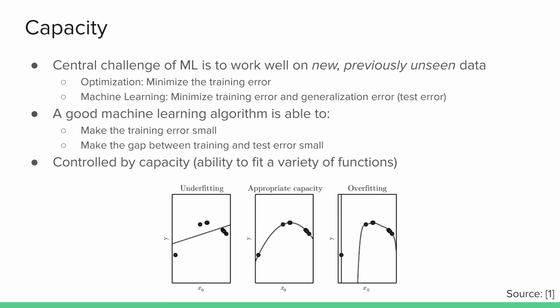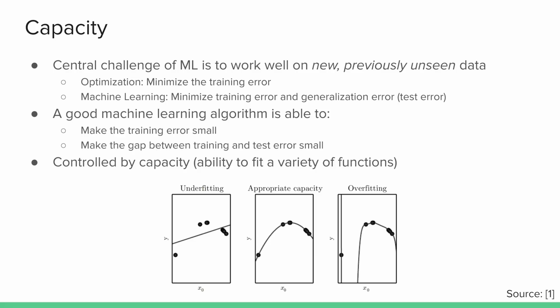We don't want to just have a low training loss. We actually want it to perform well on new unseen data. So what we want in machine learning is to minimize the training error and the generalization error, the test error. That is the error that we're seeing when we're presenting new unseen data to our network. And a good machine learning algorithm is able to do exactly these two things. One, make the training error small. Two, make the gap between the training error and the test error, or generalization error, as small as possible.